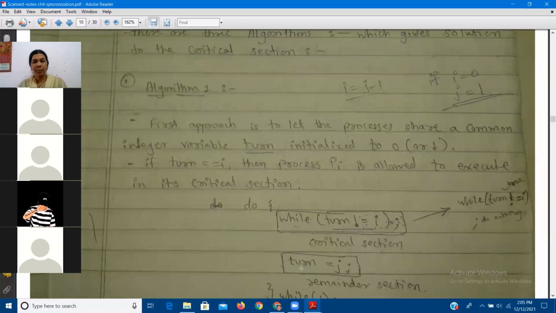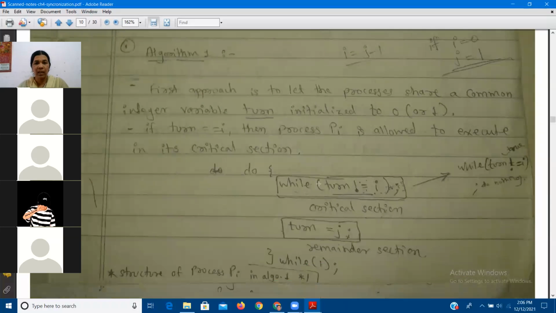So that is nothing but either your turn, so you can use first or you can use second. So like that the variable turn is used, so either the turn of I will be there or the turn of J will be there. Okay, so here the turn of I is given. So listen carefully to understand the algorithm. Again, it's very small algorithm.